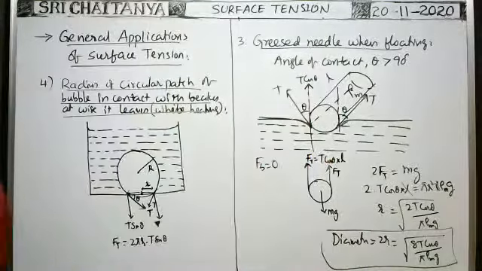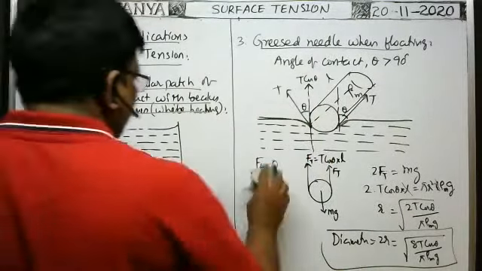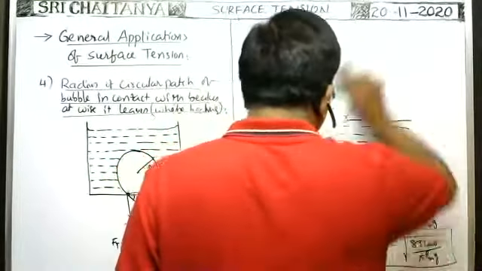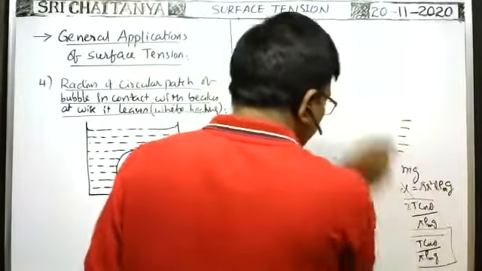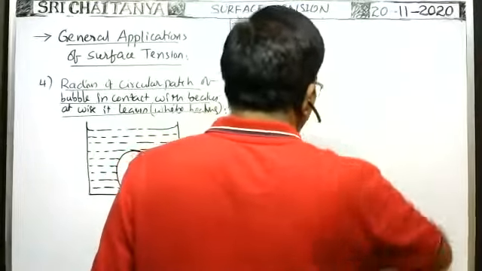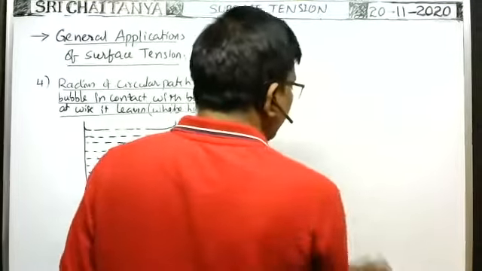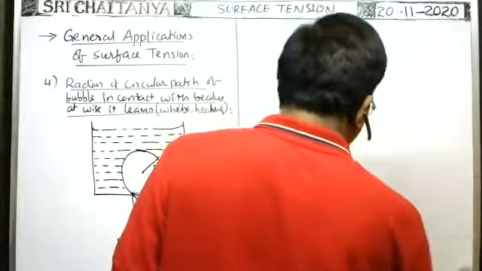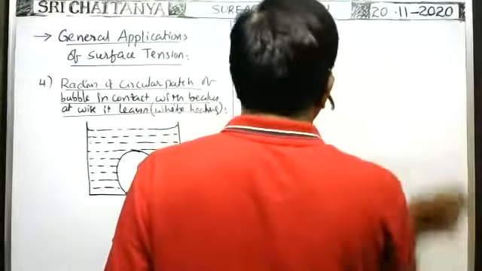Whenever the bubble is produced there, then buoyant force acts, because whatever the volume of the bubble, that amount of volume of water or liquid is displaced by the bubble. That's why buoyant force also acts. But the weight of the air inside the bubble can be ignored compared with the weight of the water displaced. That's why we don't consider the weight of the bubble.